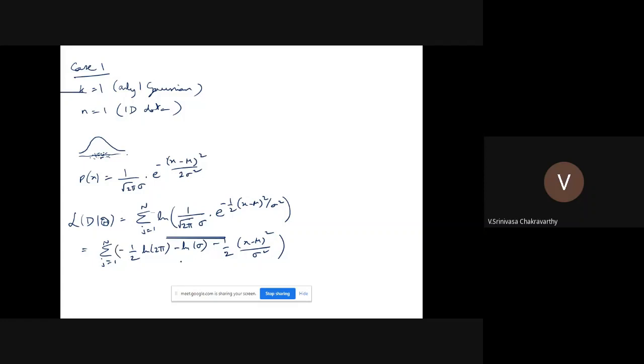So this is this capital L. This capital L is a function of the data, and the parameters are mu and sigma. So this capital theta consists of only two parameters, mu and sigma. So how do you find what is mu and what is sigma? This is what we need to find out. So let us do that simple differentiation.